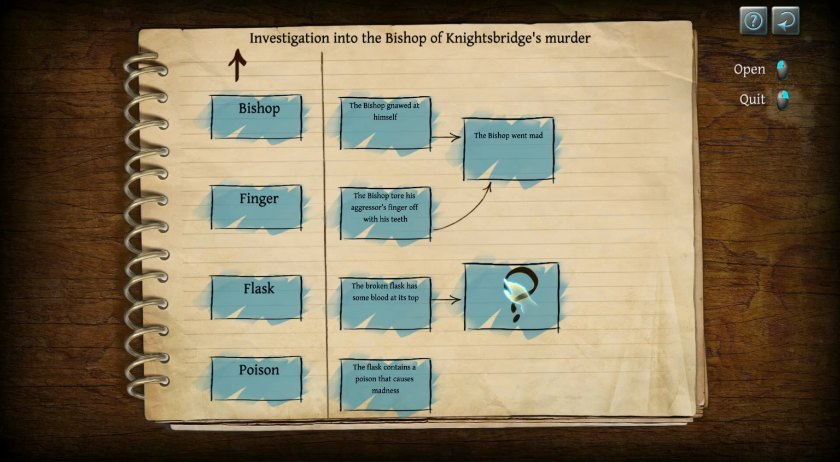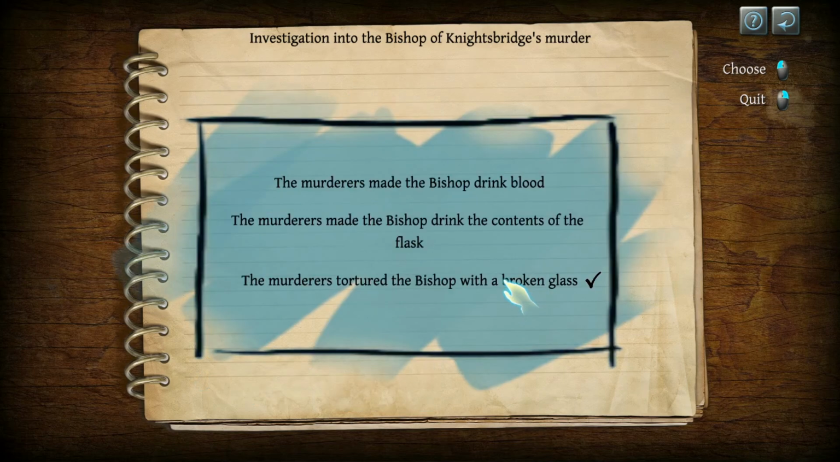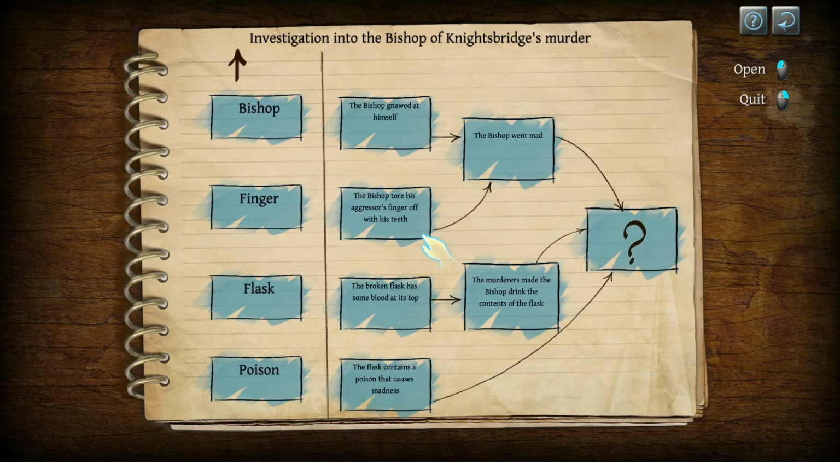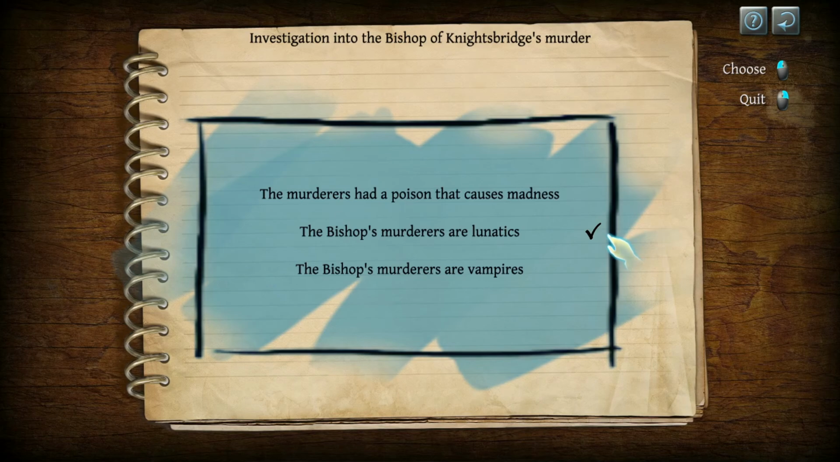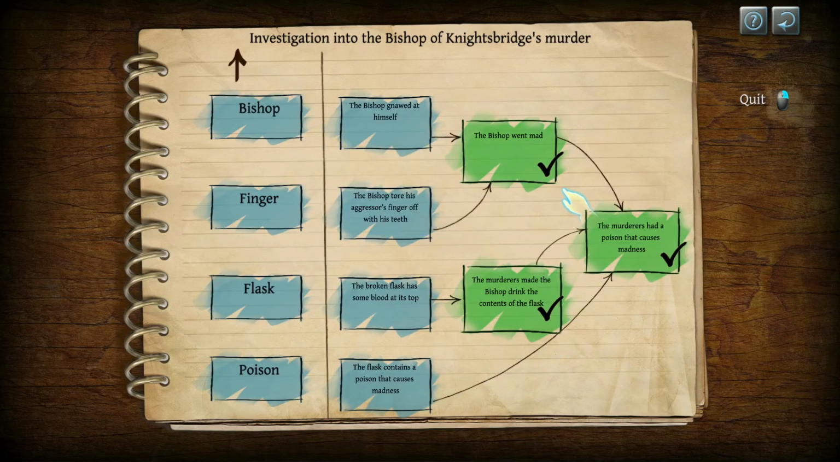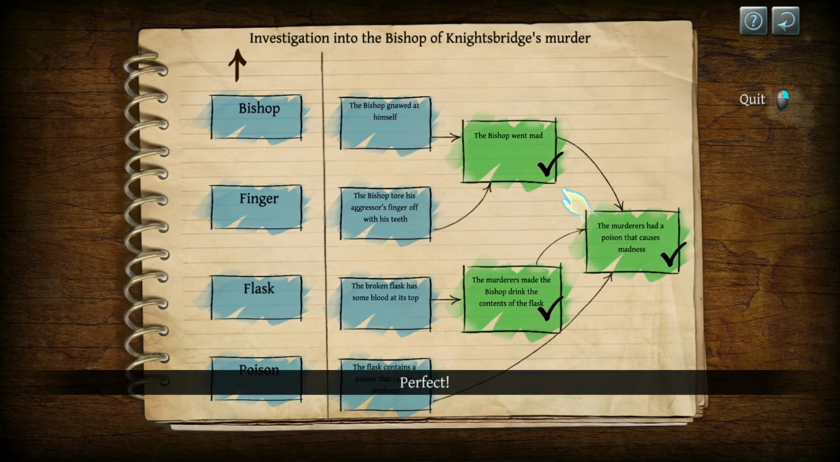Broken flask has some blood at its top. The murderers made Bishop drink blood. No, the murderers made Bishop drink the contents of the flask. The murderers tortured Bishop with broken glass. Well, obviously they made him drink. Okay. The murderers had poison that causes madness. Bishop's murderers are lunatics. Murderers are vampires. Or lunatic vampires with poison. Well, let's go with the poison. And... Perfect. Well done, Watson.